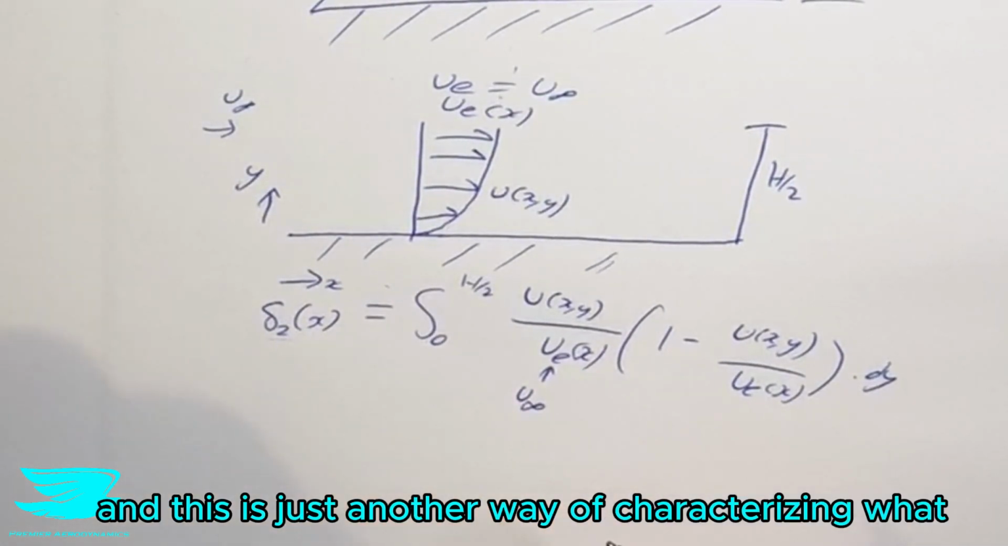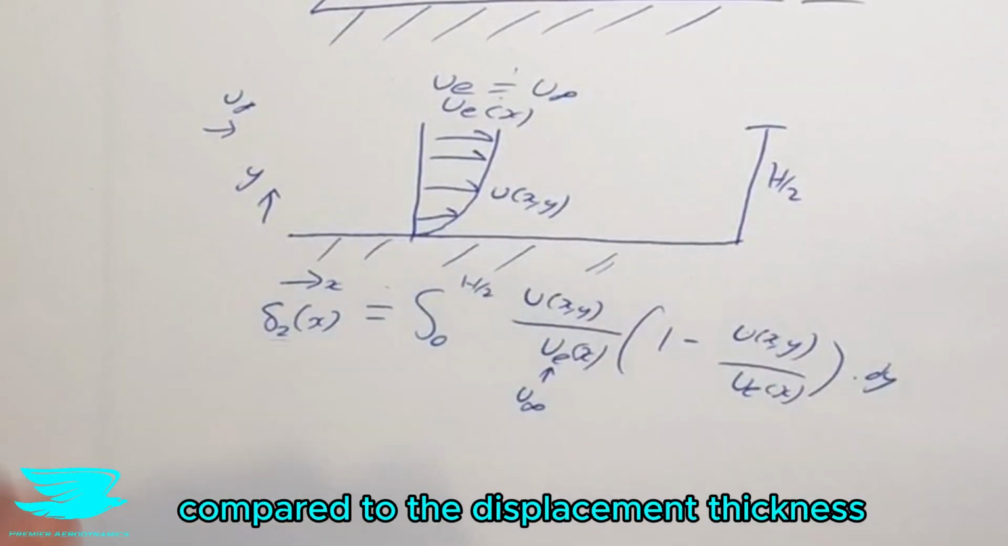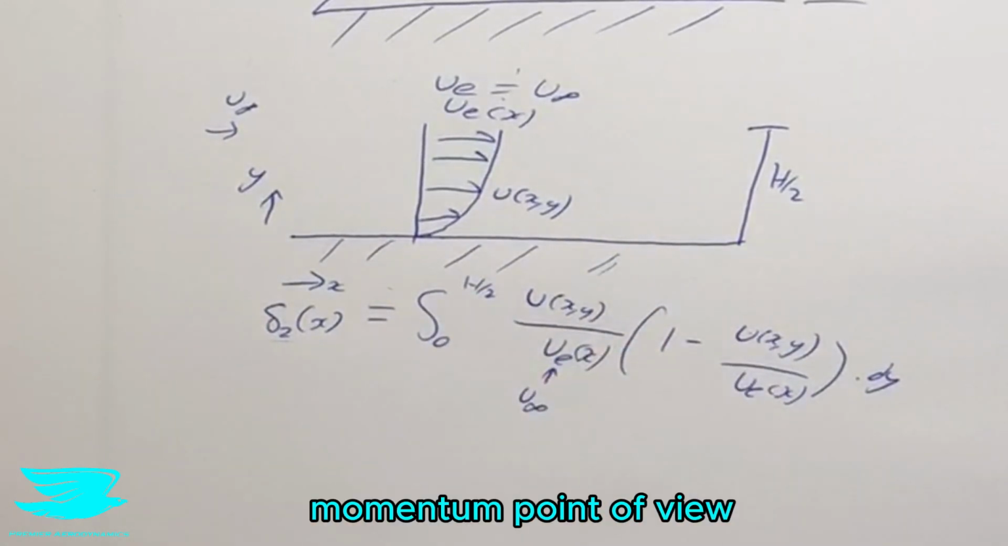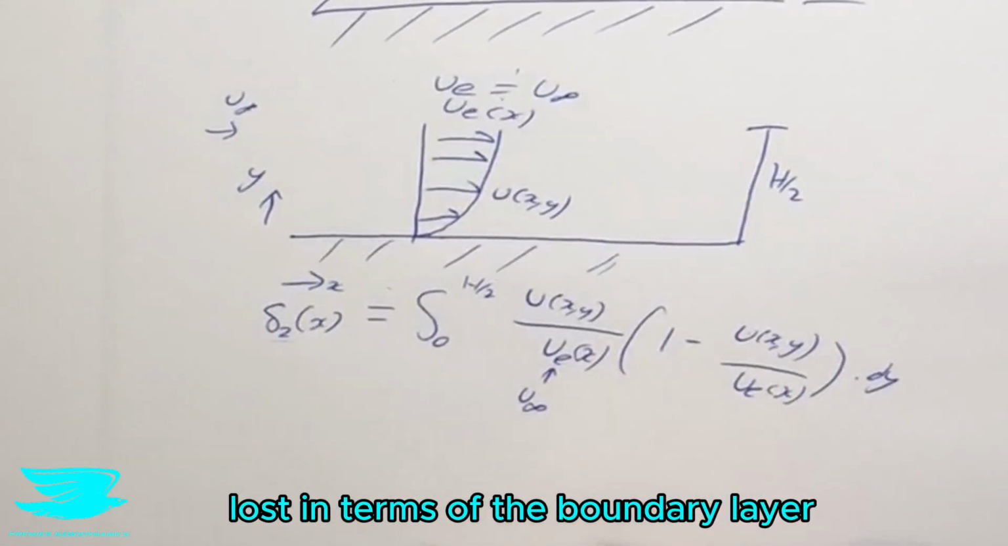And this is just another way of characterizing what the boundary layer is, how thick it is effectively compared to the displacement thickness or based on the free stream flow. This is coming at it from a momentum point of view as to how much momentum we have kind of lost in terms of the boundary layer.